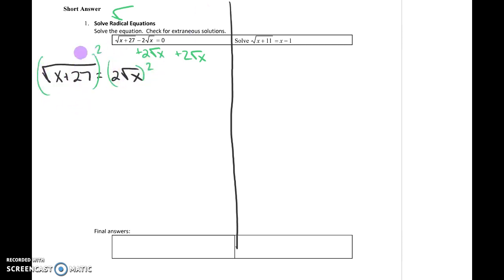All right, next we need to go ahead and get rid of these square roots by squaring both sides. The square and the square root cancel itself out, so you're left with x plus 27 on the left. This is where you have to be a little bit careful on the right.